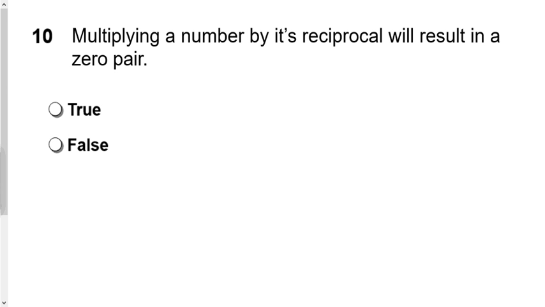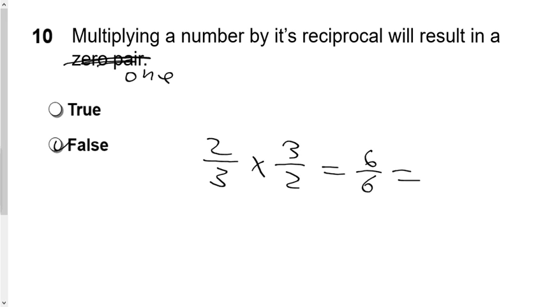Question 10 says multiplying a number by its reciprocal will always result in a zero pair. The answer for this is false. It will always result in the number 1. So if I take a fraction like 2/3 and multiply it by its reciprocal, I will end up with 6/6, which is equal to 1, right?